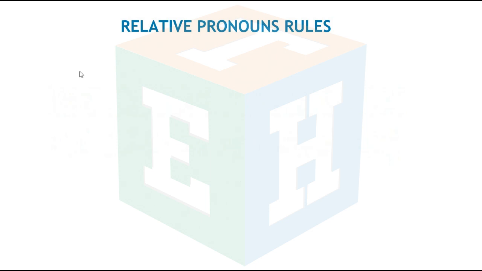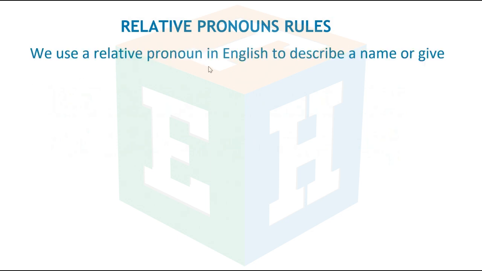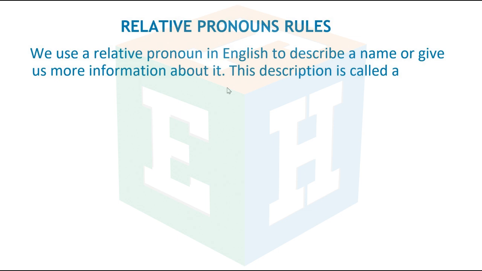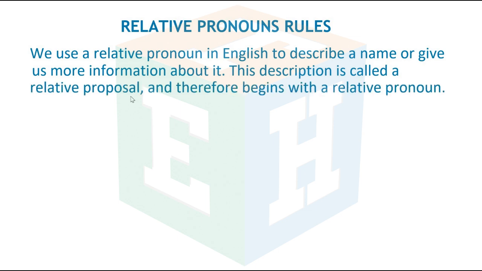Relative pronouns rules. We use a relative pronoun in English to describe a noun or give us more information about it. This description is called a relative clause and therefore begins with a relative pronoun. This description comes after the noun.